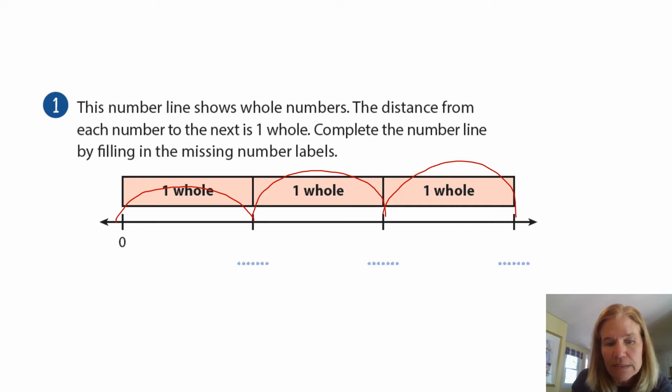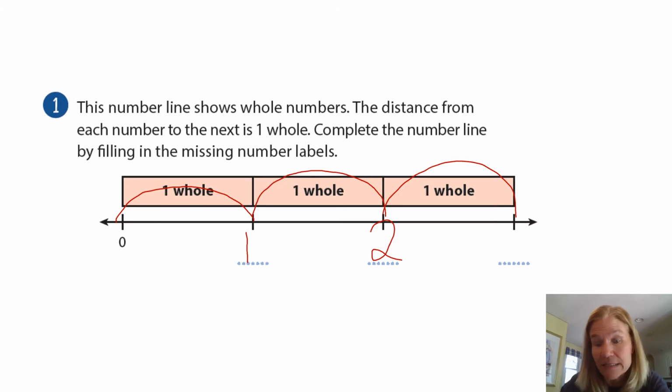So if we start at 0 and we go 1 whole, what do we get to? Yep, the number 1. If we jump another whole, what do you think? Number 2. And the final jump, again, it's another whole number. So if we go from 0 to 1 to 2, we will, of course, end at 3. So this number line is showing whole numbers.